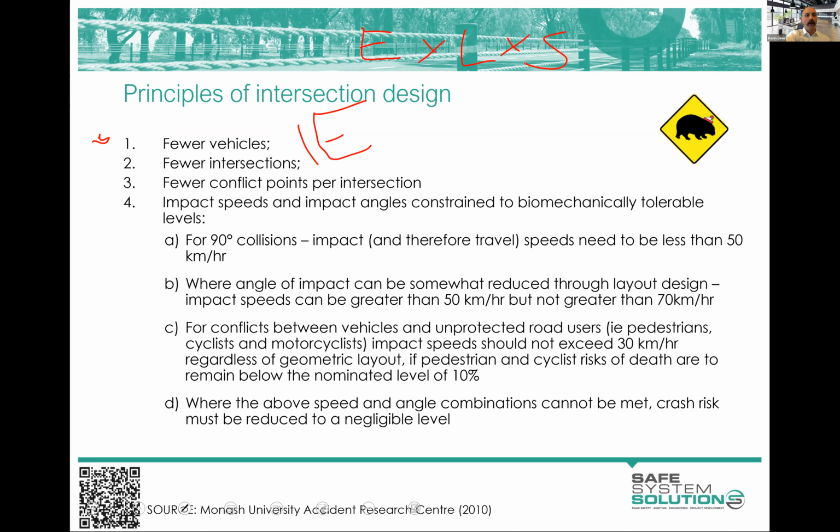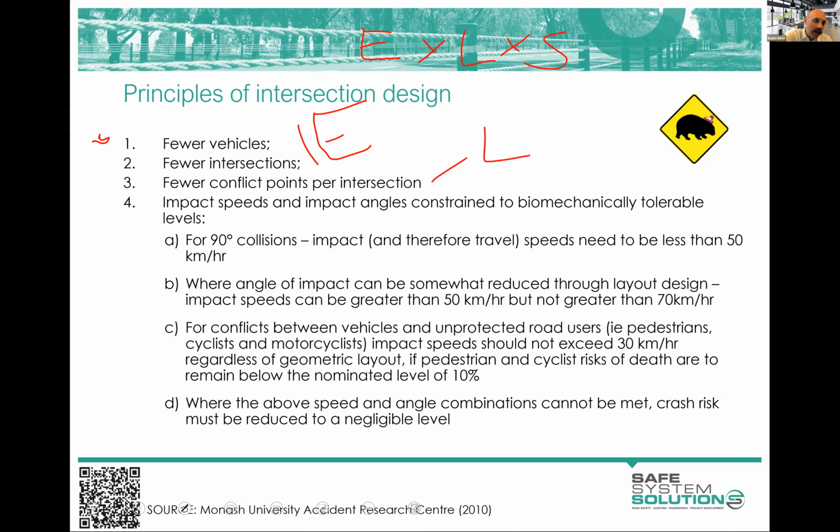Then we go to fewer conflict points per intersection, and that is a likelihood reducer. Now, this one will probably confuse a few people as we go a bit further on, because a lot of people want to say that's less exposure to crashes because there are fewer conflict points. But in the context of a safe system assessment, we will talk about that as likelihood. The number of vehicles or people crossing or the like, that's the exposure. How many conflict points they've got across, through or the like, that is a likelihood factor.